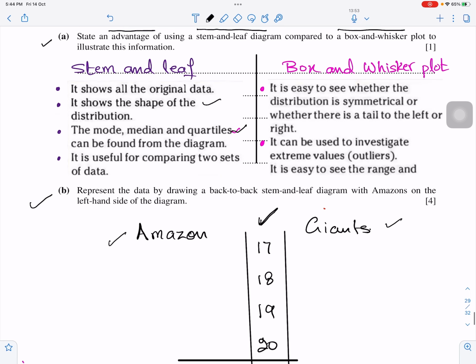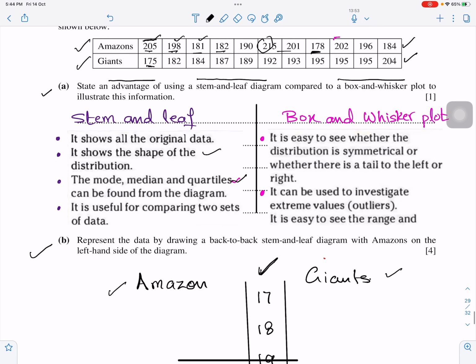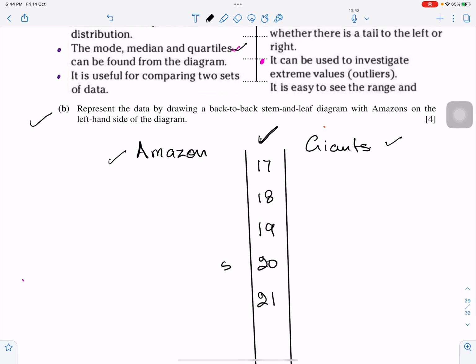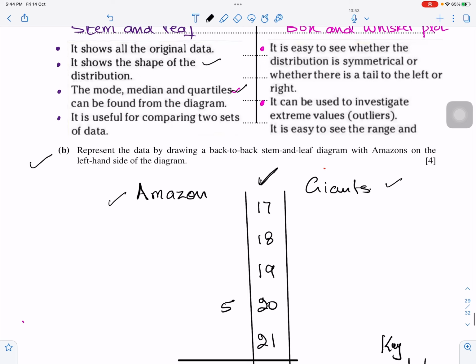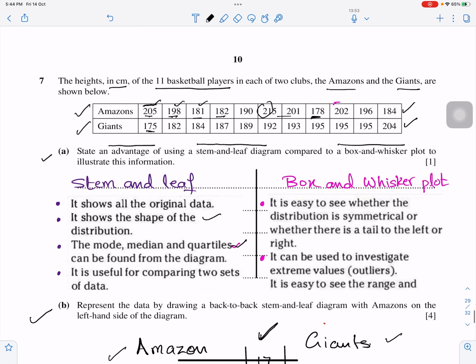Now for Giants, let's do Amazon first. It is 205, so it will come here. I will express my key, and in the key I will write that this means 205. The key is very important to explicitly inform how to read the data you have written in the back-to-back stem and leaf diagram. Then the next is 198, 181.